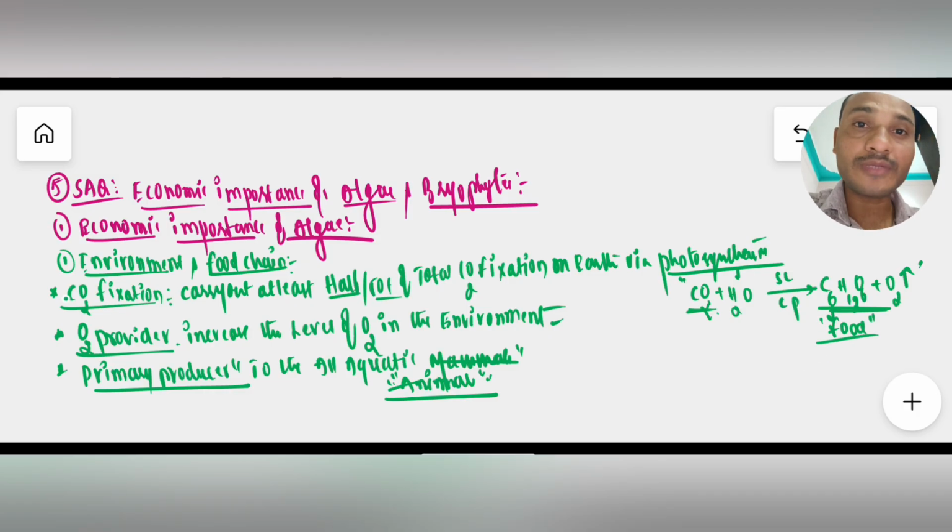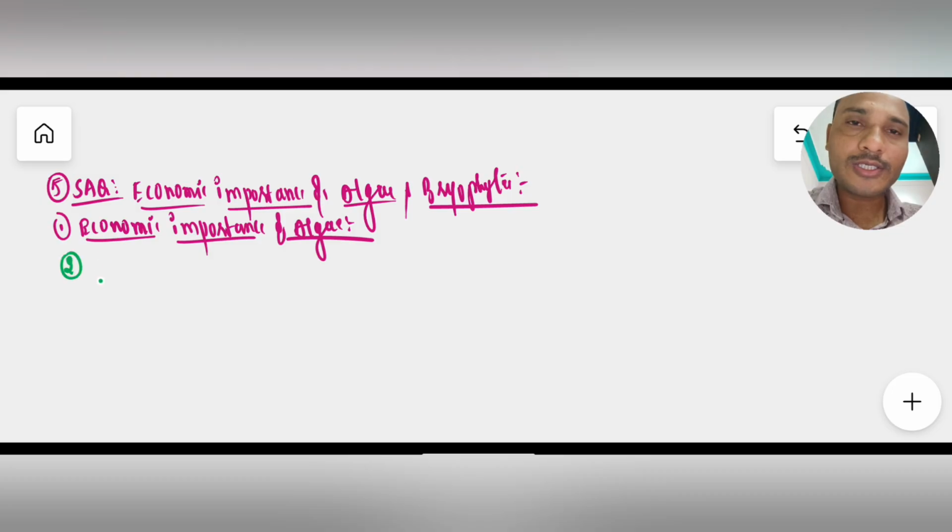So due to the fixation of carbon dioxide, 50% of the total carbon dioxide fixation is carried out by the algae. That is the important role of algae. Okay, that is the role we discuss here. Second role: direct human use.